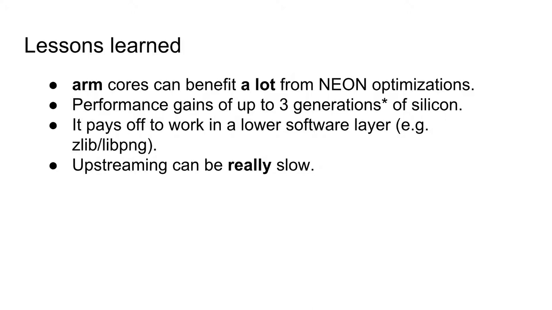So, lessons learned. ARM cores can benefit a lot from new optimizations, but not only ARM cores; Intel can also benefit a lot from writing SIMD code. Even in an old code base like zlib, which has been around forever, there might still be really good optimization opportunities left. So if there is a specific component in Chromium where people may be concerned about performance, it's still worth having a look and trying to optimize it, even if you have to spend some time looking at assembly. I think it's worthwhile. In some cases, we can have gains of up to three generations of silicon.